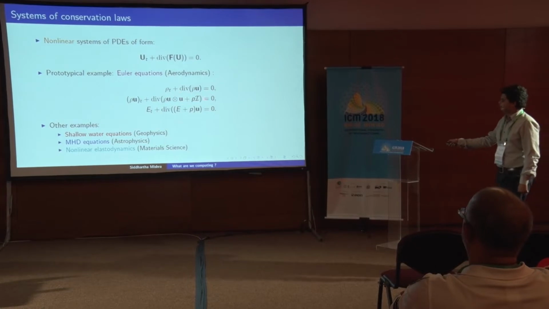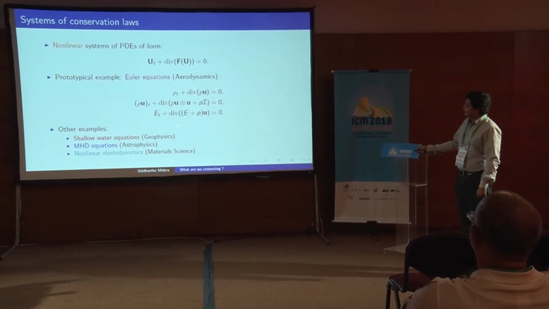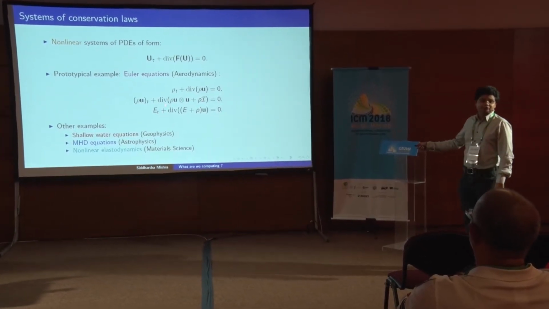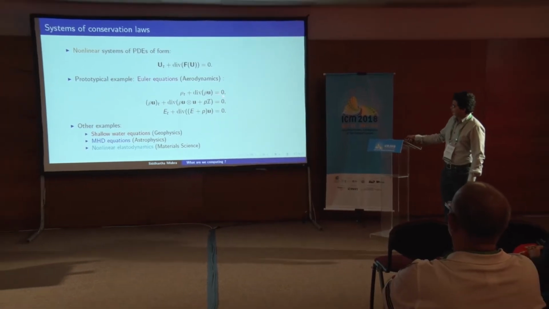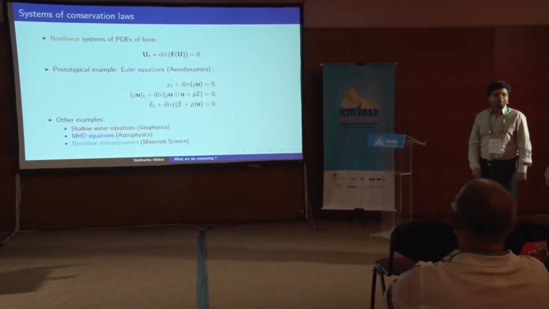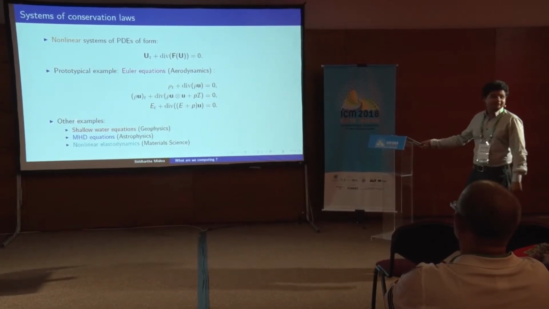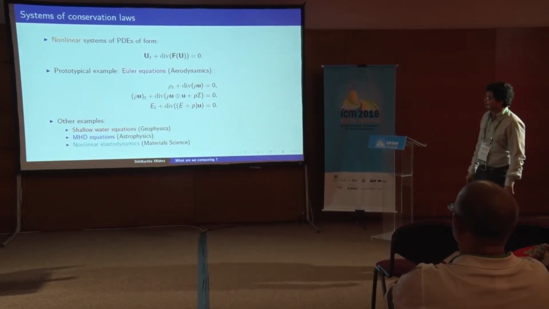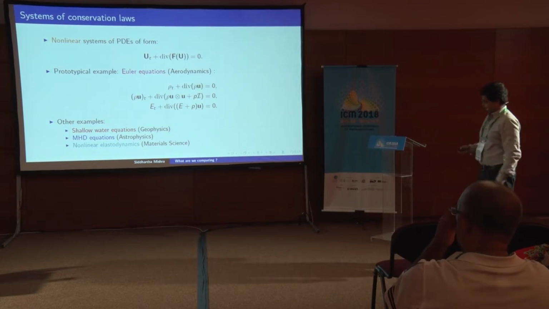Rho is the density, U is the velocity field, P is the pressure, and E is the total energy. And they represent the conservation of mass, of momentum, and of energy. So these are the prototypical examples. There are many other interesting examples, and you already saw some in the previous talks in this session.